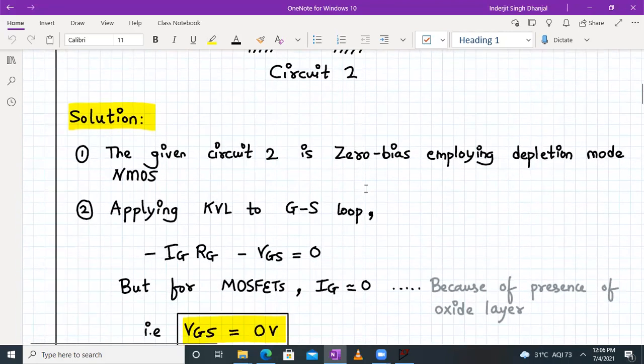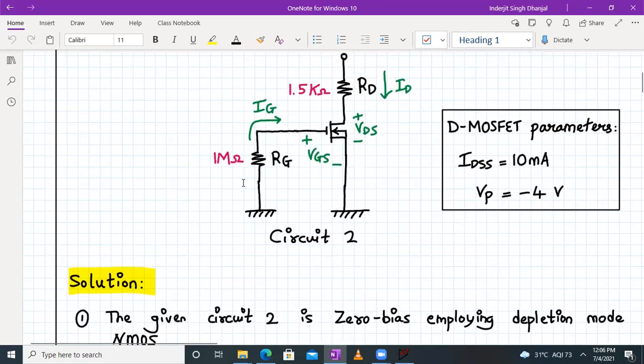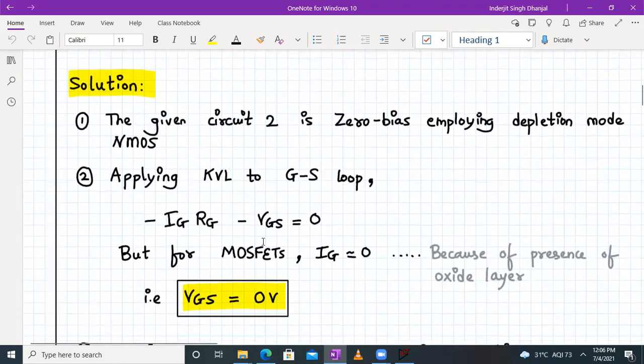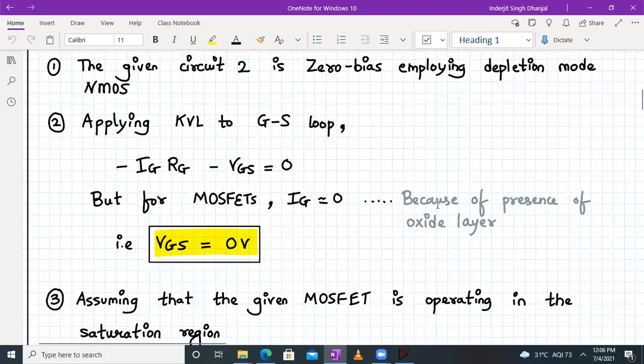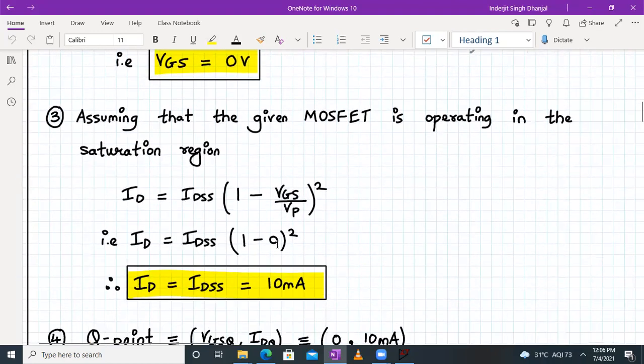Let's say we apply the KVL to the gate source loop. What do we get? Minus IG RG minus VGS is equal to 0. For a MOSFET, IG is 0 because of the presence of the oxide layer between the metal gate and the substrate. Therefore, we can write VGS is equal to 0. Now we assume that the given MOSFET is operating in the saturation region.